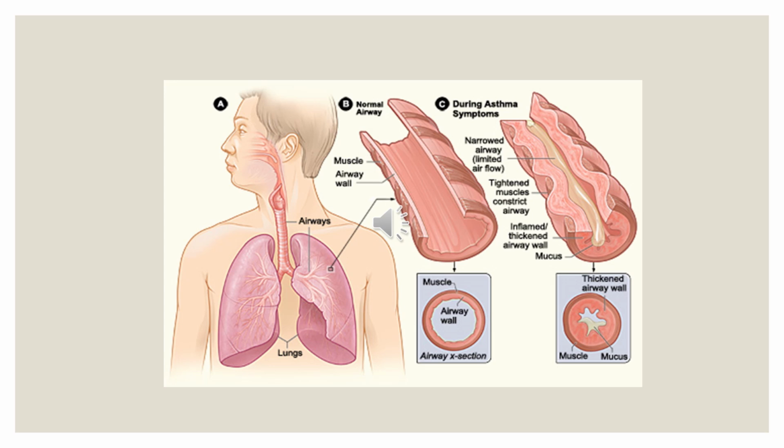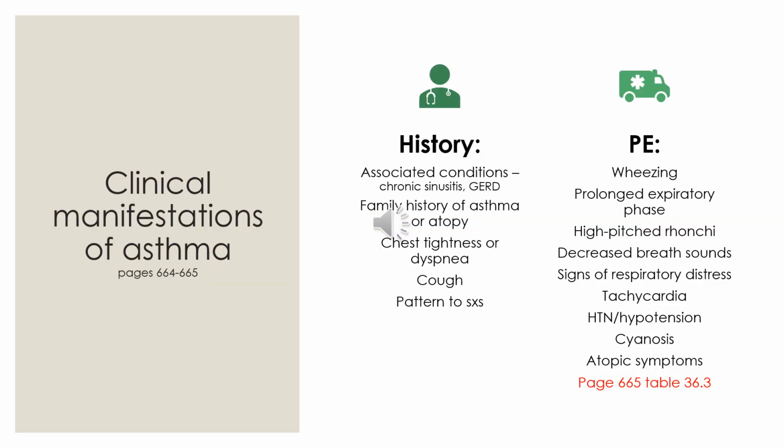This is just an overview of what happens during an asthma attack. There's a narrowed airway with limited airflow. The muscles tighten and constrict the airway, and the airway wall becomes thickened and inflamed. Clinical manifestations of asthma in their history: associated conditions, chest tightness or dyspnea, cough, pattern. Is there a pattern to the signs and symptoms?